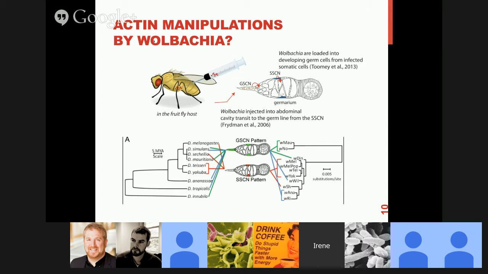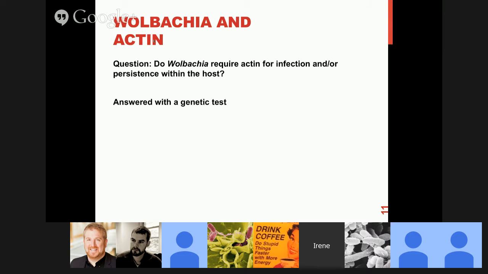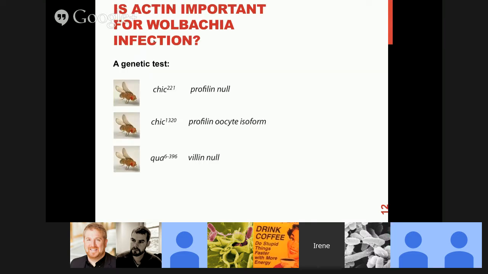All right, so with that background in mind, we had the question: do Wolbachia require actin for infection or for persistence within the host? And the route we took to answer was using a genetic test in Drosophila melanogaster. So I should mention that Wolbachia is a natural infection of Drosophila melanogaster, and that most of the fruit flies that you'd encounter on bananas or in your house are likely infected with Wolbachia.